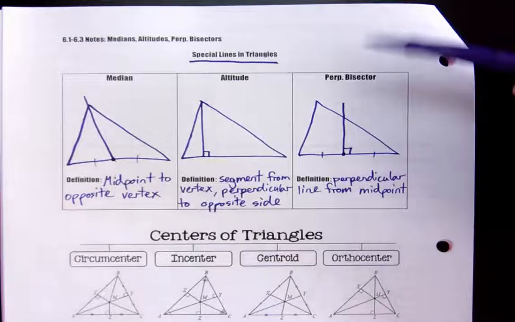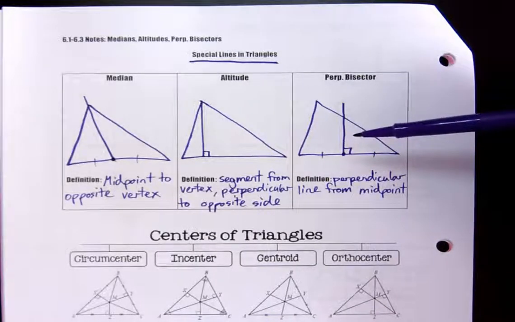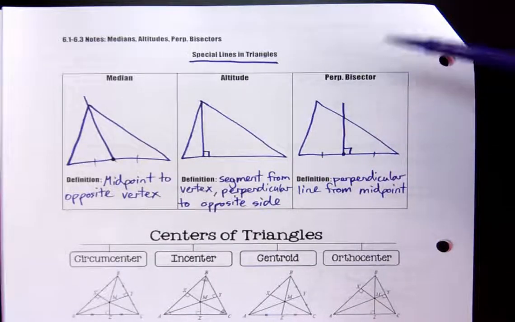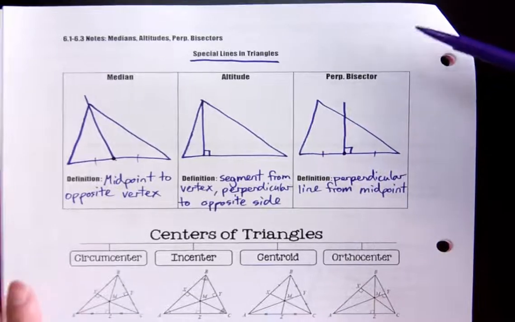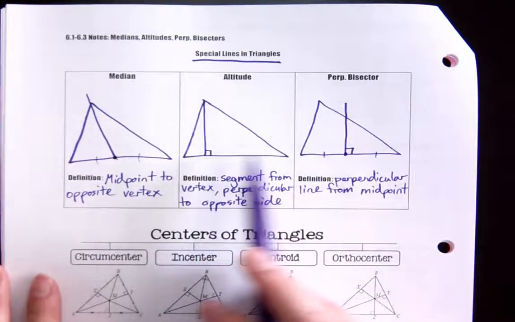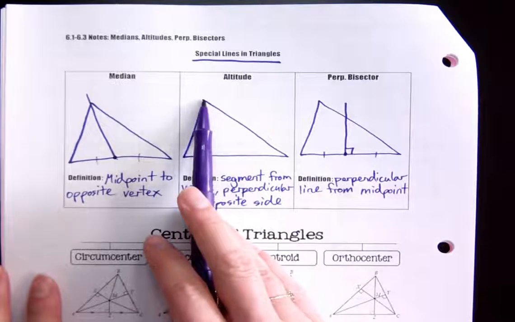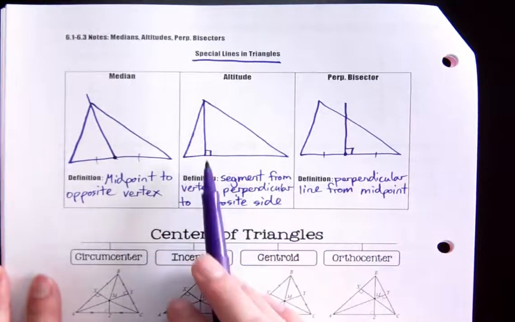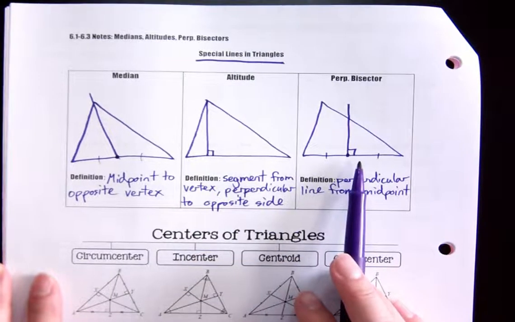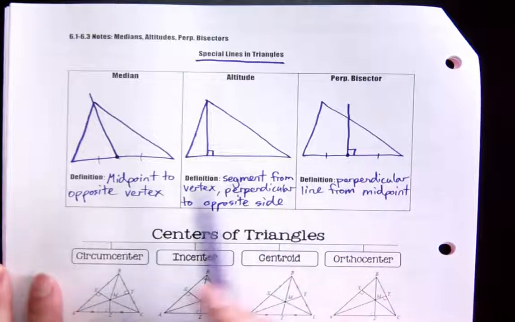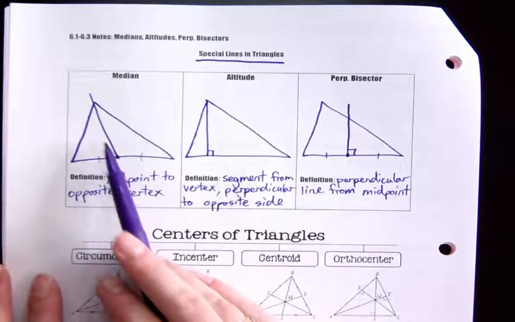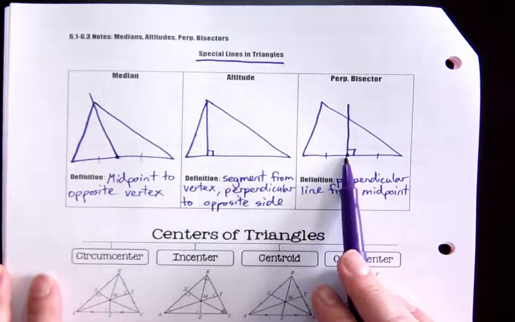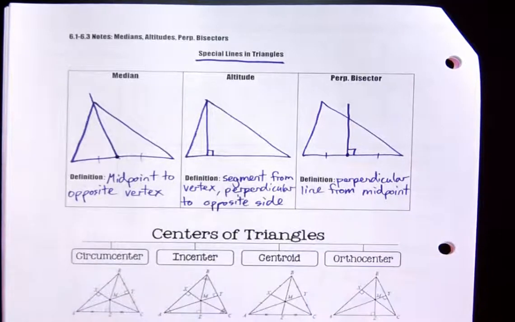So do you see the difference between altitude and perpendicular bisector? Yeah, it's just where it starts. This one starts at the opposite vertex. This one starts at the midpoint. So see how they're both that straight up and down line. It's just where they start. And then see the difference between median, which starts at that same midpoint but slants to the vertex, whereas perpendicular bisector starts at the midpoint and goes straight up.